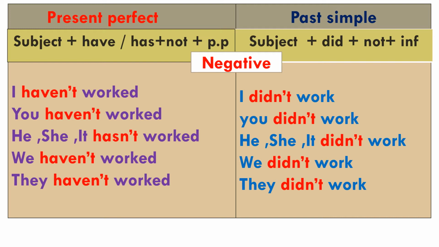But with past simple, we begin with subject plus did plus not plus infinitive. Infinitive is the base form of the verb, the verb without any endings, without any addition. I didn't work. I did not work. You didn't work. He, she, it didn't work. And we didn't work. They didn't work.